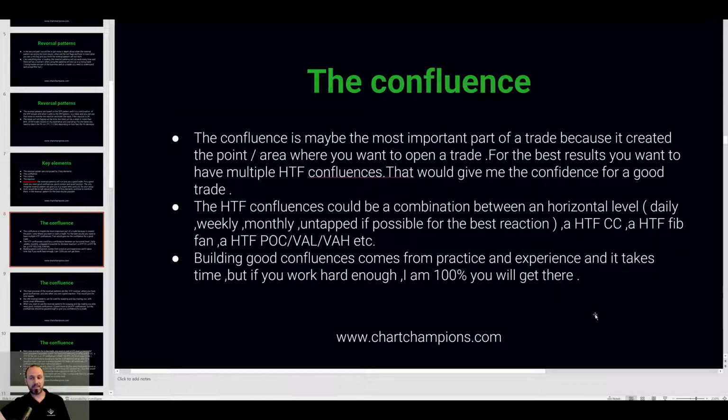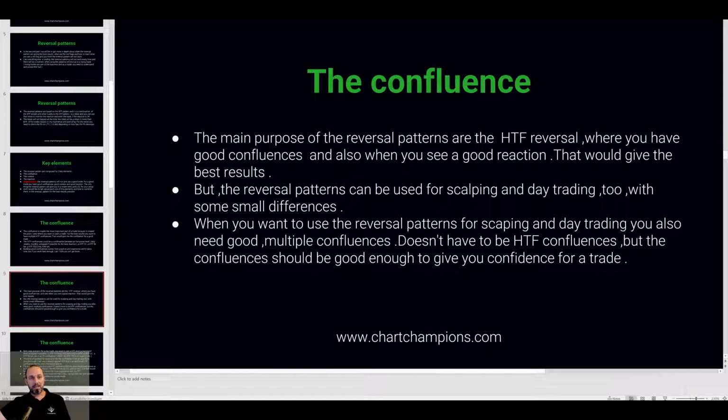Definitely the experience is really, really important when you try to find these high time frame confluences and put them together to find that area, the price when you actually want to trade. This is really important. Moving forward, the main purpose of the reversal patterns are the high time frame reversal, and this is really important. They give the best results on the high time frame reversal, where you have good confluences and also good reaction. That would give the best results.